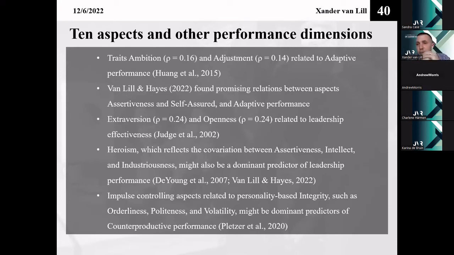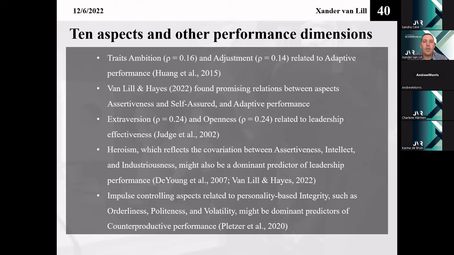So I've spoken about in-role and extra-role performance. You'll remember that there's 3 others. It appears that, based on the Hogan personality inventory, something like ambition and adjustment seems to be highly related to adaptive performance. It's not a part for part, but something like ambition might speak to something like assertiveness, and adjustment to something like volatility, or apologies, I think withdrawal.